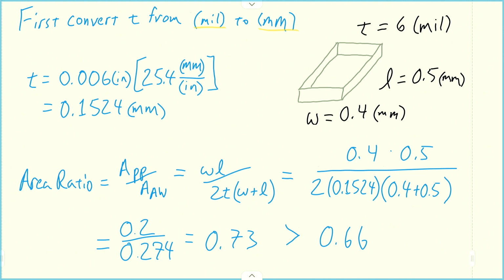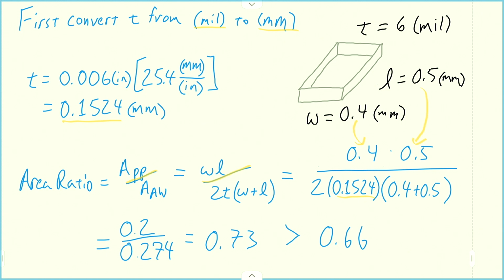This is very important. Next, we calculate the area ratio by dividing the area of the printed pad by the area of the aperture wall. This is equal to W times L divided by 2T times W plus L, and gives the following numbers based on the diagram above and the converted thickness: 0.4 times 0.5 divided by 2 times 0.1524 times 0.4 plus 0.5.